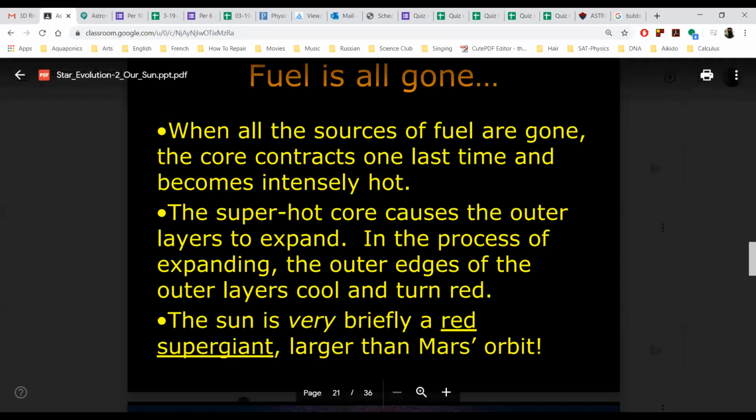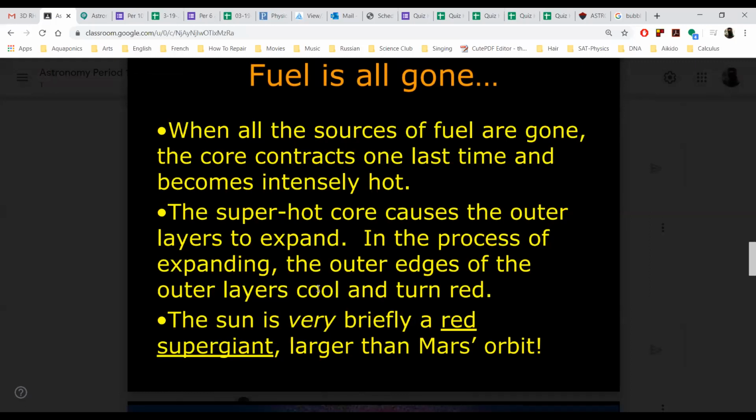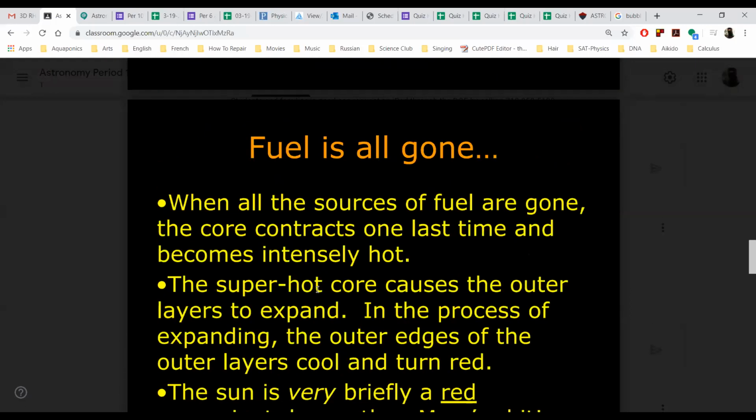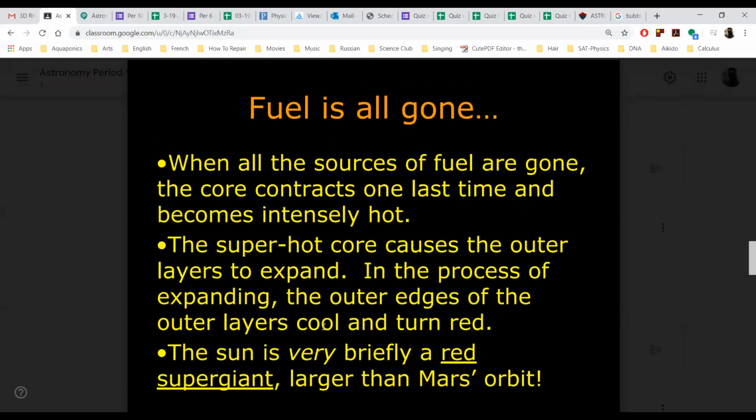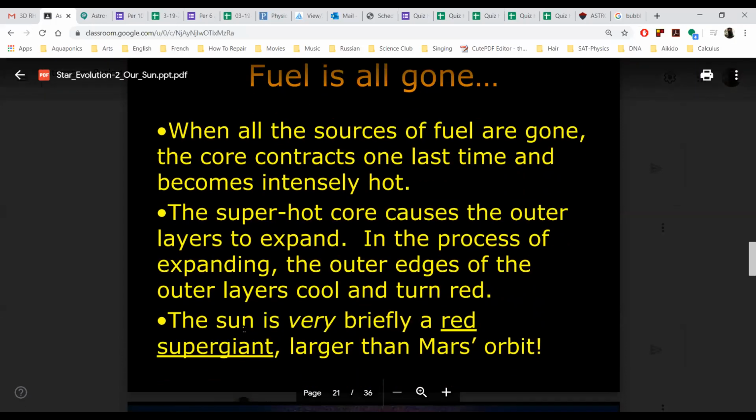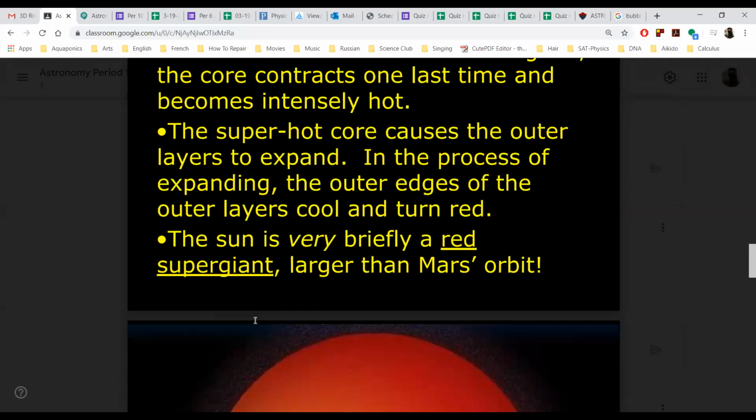So I was on the slide number, which one was it? It's called Fuel is All Gone. I don't see the number. Oh yeah, I see number 21.